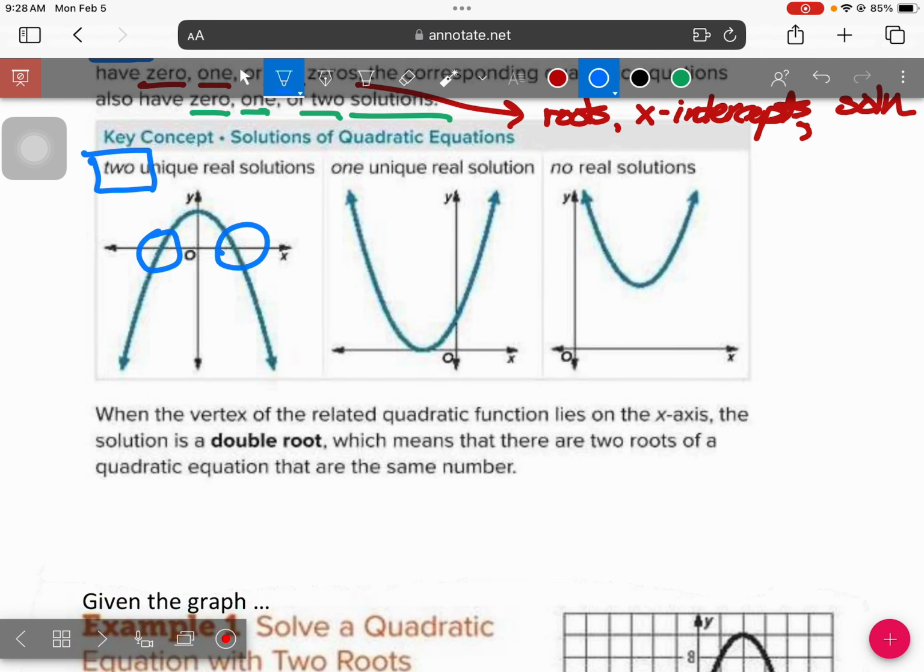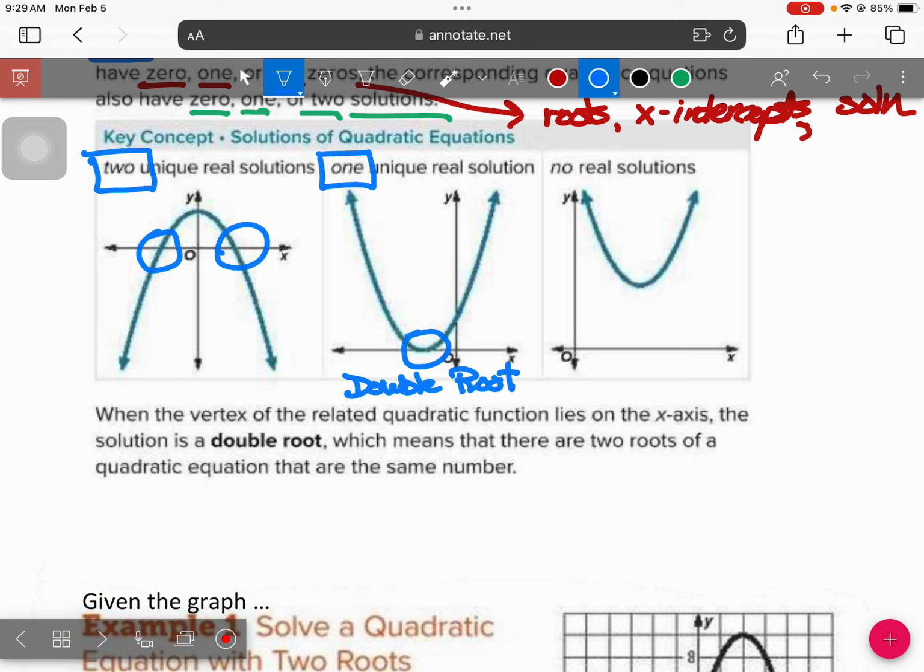The second one says we only have 1 unique real solution, okay? And I want you to circle that one. So it kind of hits or kisses, however you want to call it. Are you feeling violent or are you feeling lovey? Hits or kisses the x-axis. Well, Valentine's Day is coming up. And then goes up in the same direction. We call this a double root. A double root. Because it still has to be a quadratic.